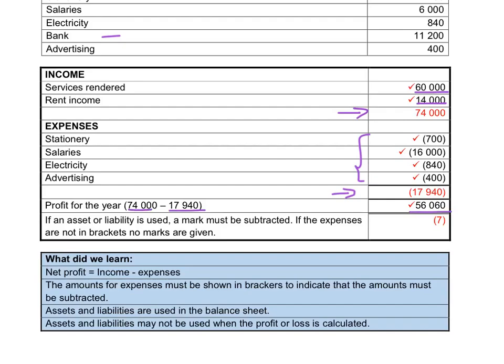If you use the asset or liability in this calculation, you will be marked negatively, and if the expenses are not in brackets, you will not be given marks for it because the brackets indicate that you subtract the figures.